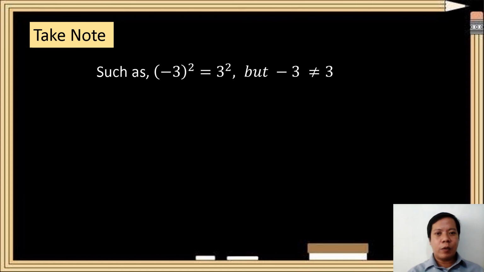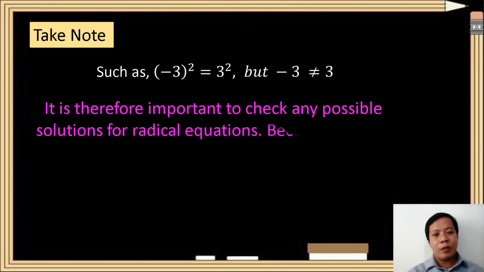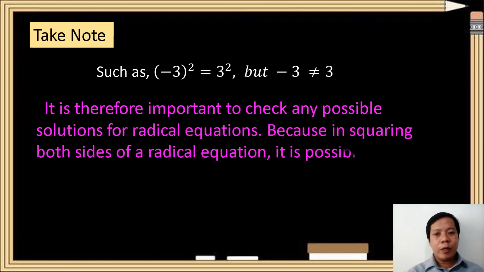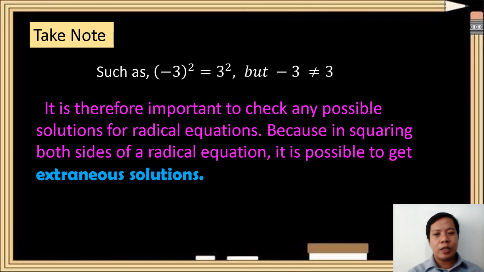Okay, class, you have to take note of this. If the squares of two numbers are equal, the numbers may or may not be equal, such as the square of negative 3 is equal to the square of 3, but negative 3 as base is not equal to 3. It is therefore important to check any possible solutions for radical equations, because in squaring both sides of a radical equation, it is possible to get extraneous solutions. But what are extraneous solutions? We're going to clarify this in our next video lesson.